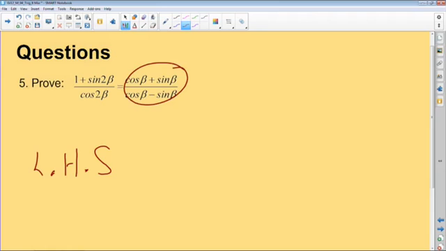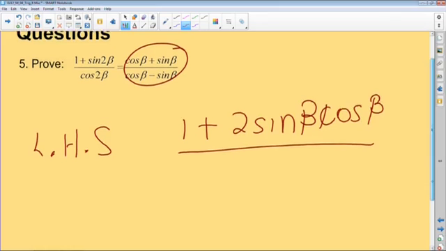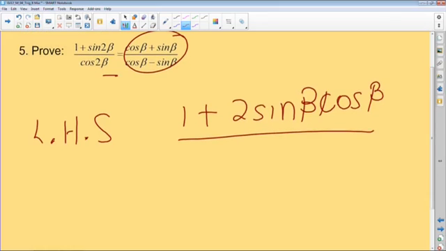So I've got 1 plus sine 2 beta over cos 2 beta. And I'm happy with the sine 2 beta because I know that there's only one double angle expansion there, right? So I can write this as 2 sine beta cos beta. Most people are happy to get to that step. And then we've got cos 2 beta in the denominator.